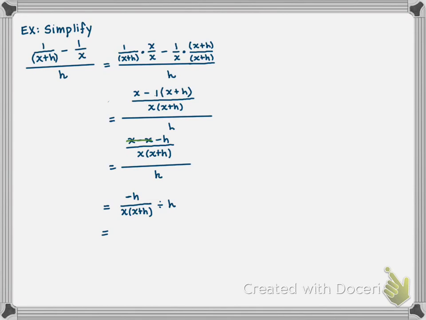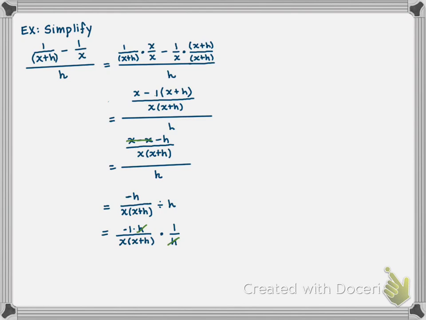So what's the reciprocal of h? H over 1. I mean 1 over h. Right, so h is h over 1, good, and then the reciprocal is 1 over h. So we have -h over x times x plus h, times 1 over h. And it turns out that we can cancel those h's because -h is really just a factor of -1 times a factor of h. So we can separate that negative from the h, which allows us to cancel the h.